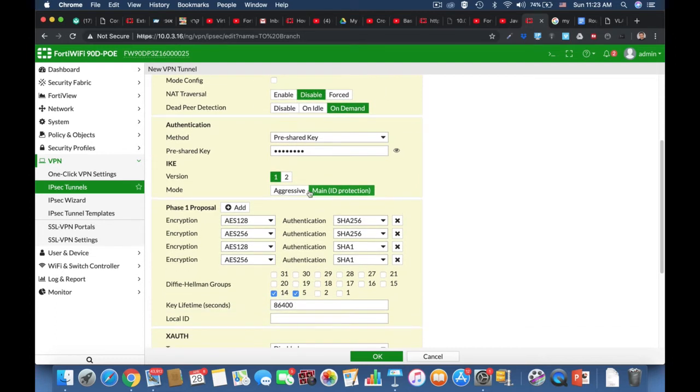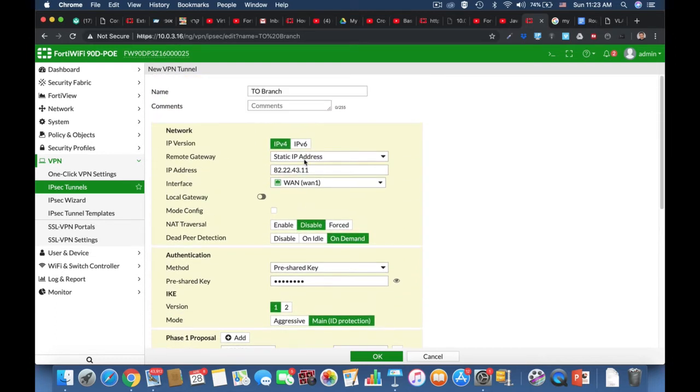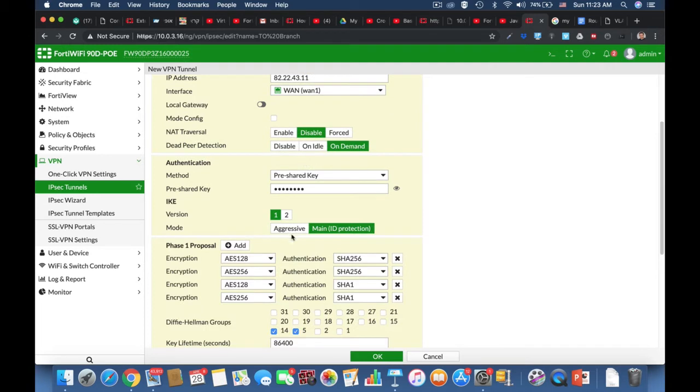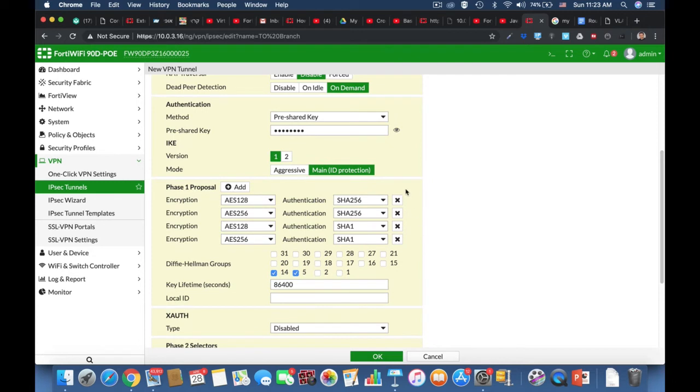Now there are two modes at phase 1. The first one is aggressive, the second one is main. Using the main mode actually uses 6 packets to establish the first phase. The aggressive mode is much quicker. It only uses 3 packets, but we will remain with the main ID protection mode.